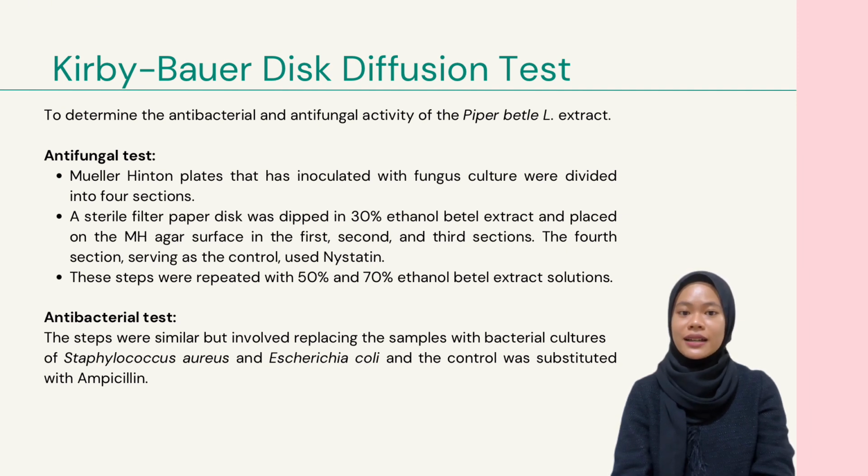For the antifungal test, a sterile filter paper disc was dipped in 30% ethanol betel extract and placed on the MH agar surface in the first, second, and third section. The first section, serving as a control, used nystatin. These steps were repeated with 50 and 70% ethanol betel extract solution. For the antibacterial test, the steps were similar but involved replacing the sample with bacterial culture of Staphylococcus and E. coli, and the control was substituted with ampicillin.